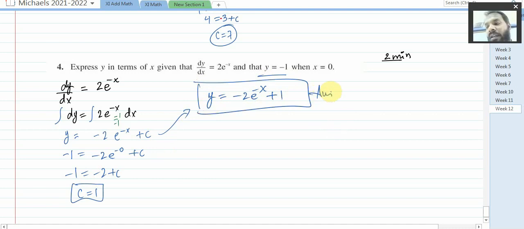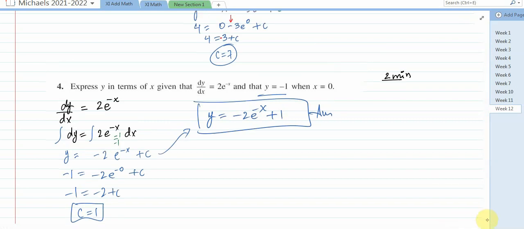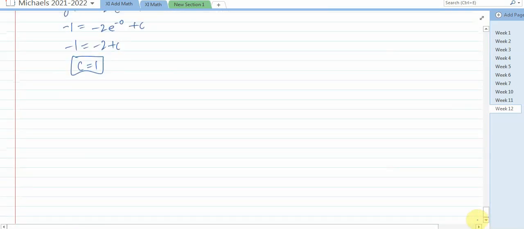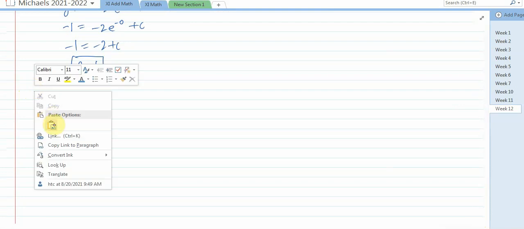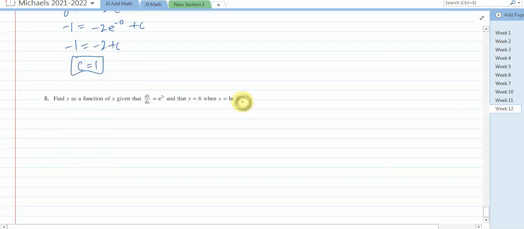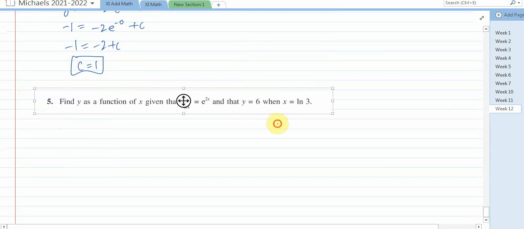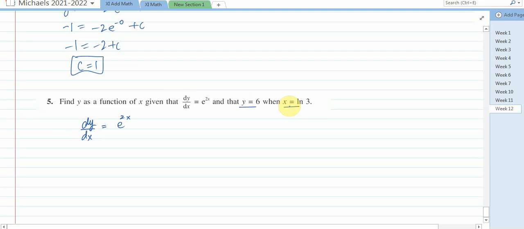So I hope that all of you have a clear idea how to integrate the exponential functions and how to find the equation y from dy over dx. Alright, so moving towards the next question. Question number 5. Find y as a function of x given that dy over dx is equal to e to the power 2x, and that when y is 6, x is equal to ln 3. So again a similar type of question.